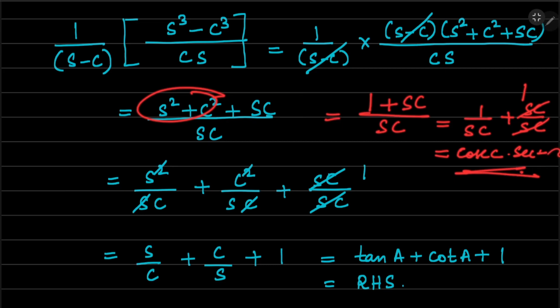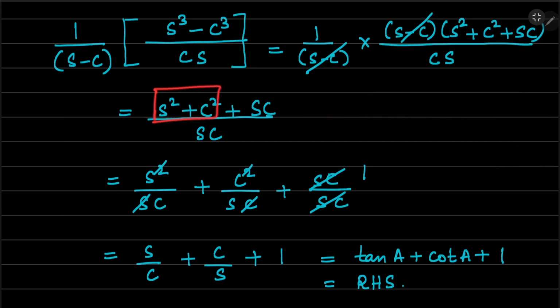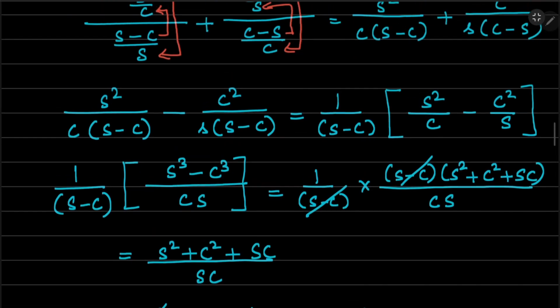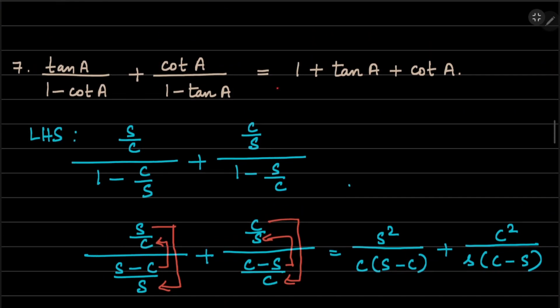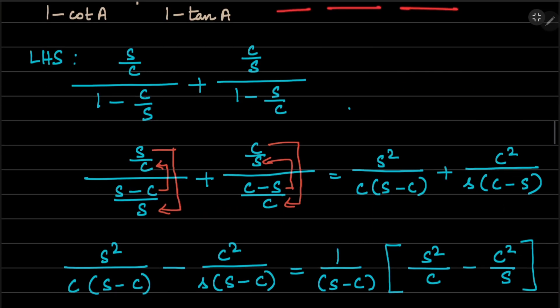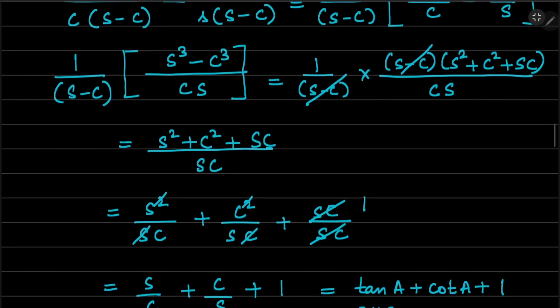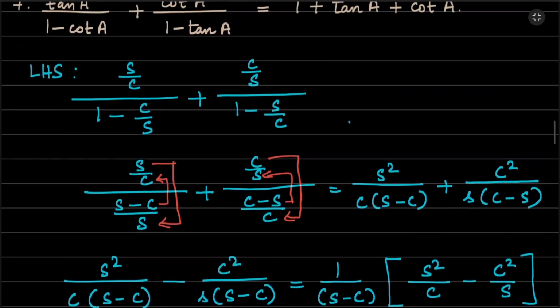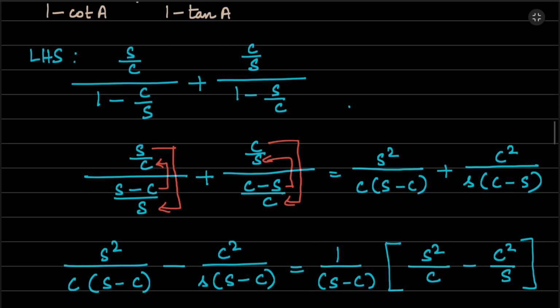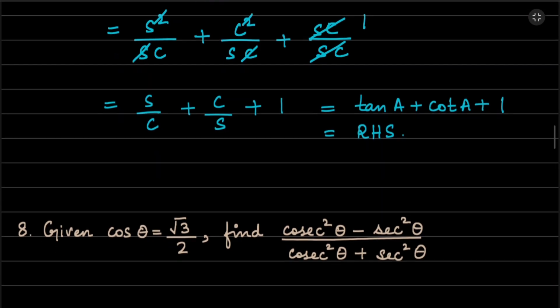cosecant theta into secant theta plus 1. If this is what you have to get to in the RHS, then you have to convert sine square plus cos square as 1. Otherwise, if you have 3 different terms, 1 plus tan A plus cot A, then you should not use sine square plus cos square equal to 1, because otherwise you will not be able to get tan A plus cot A plus 1. You need 3 different terms here. I hope you understood. So depending on what your RHS is, you will have to modify and check.